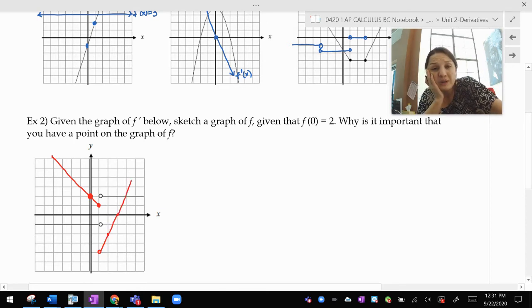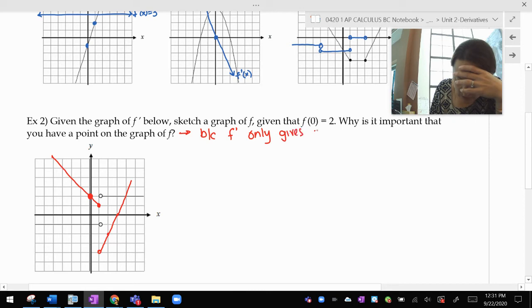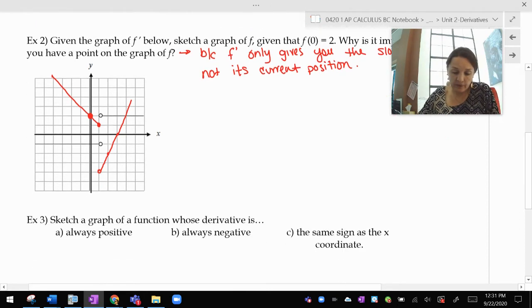And I don't know which one it is. Okay, so that could move anywhere it wants to move, which is kind of interesting. All right, so why is it important you have a point on the graph of f? It's because f prime only gives you the slope of f, not its current position.